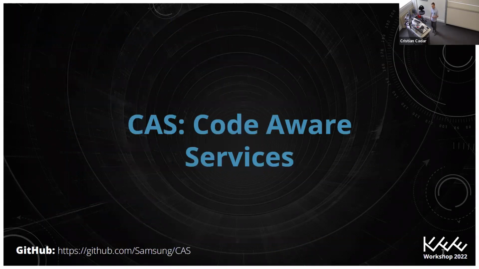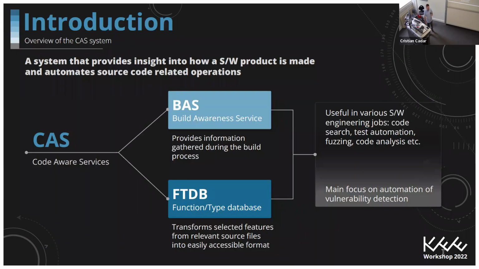Let's start with CAS, Code Analysis Services. It consists of two main parts. It's BAS, Build Awareness Service, and FTDB, Function Type Database. BAS provides information gathered during the build process, and FTDB transforms select features from the source code and also makes them available. In general, you can use CAS for various software engineering tasks like test automation or configuration or code search. But our focus in our group is on the automation of vulnerability detection.